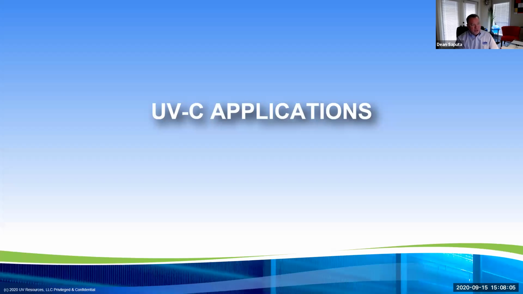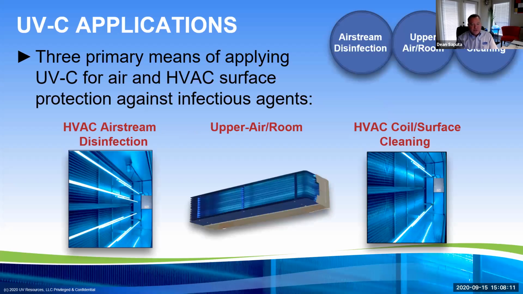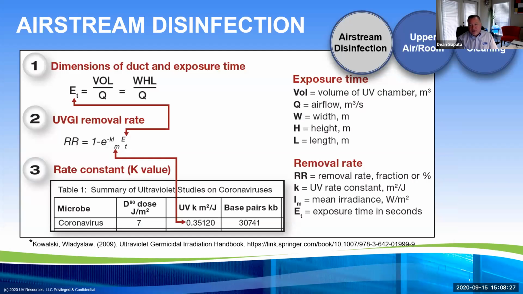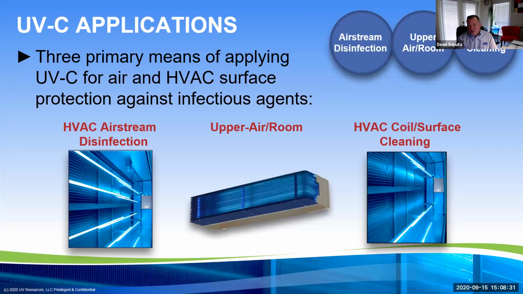What we're talking about is the application of ultraviolet lights inside air handling units or in upper room units. Air disinfection would be one means of using ultraviolet lights. The second one would be ultraviolet upper room disinfection. You may not be that familiar with it, or maybe becoming more familiar with it. And something we've done before, I guess it's on a timer, is the other one: HVAC coil and surface cleaning. So I'm going to quickly cover three of them.